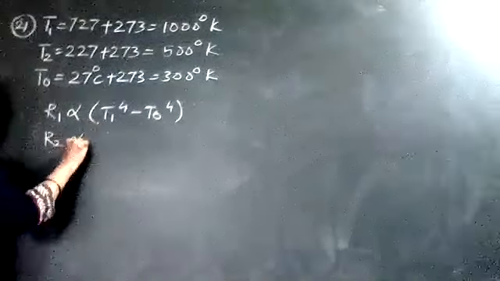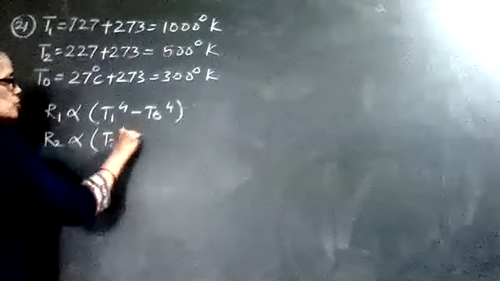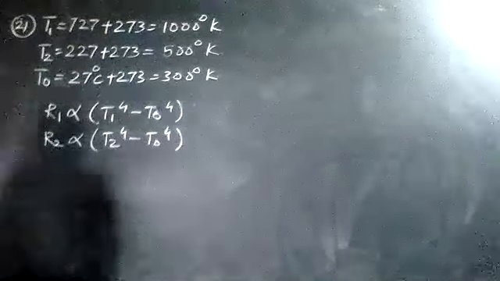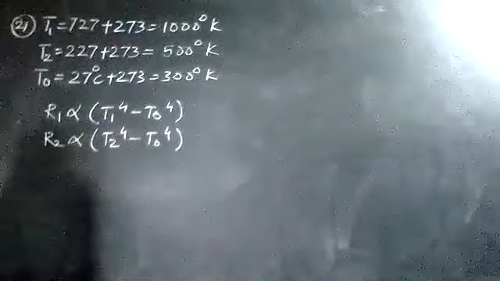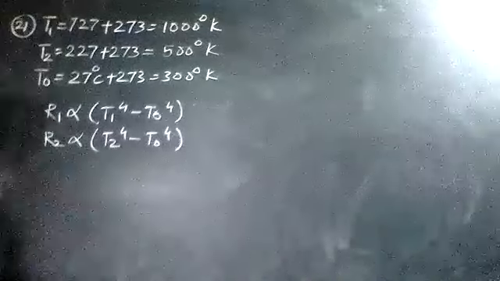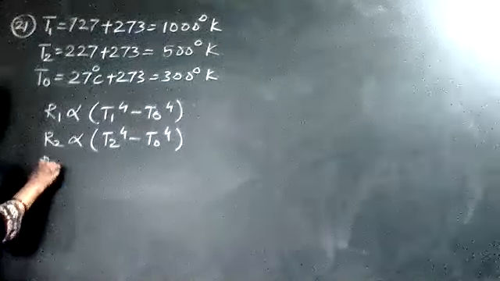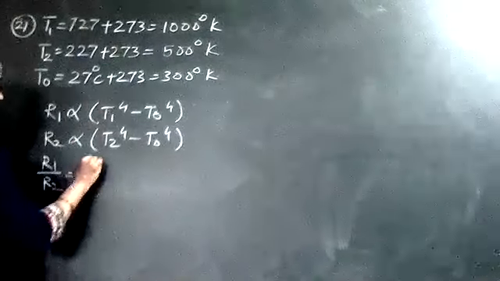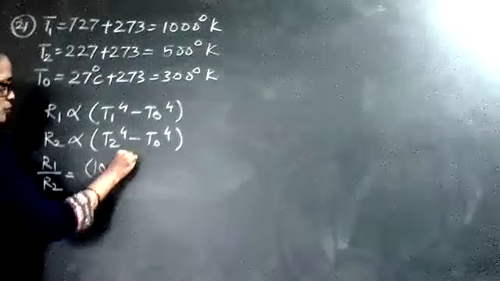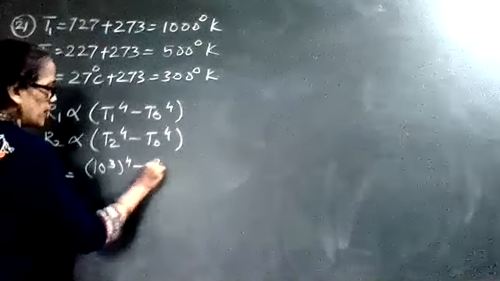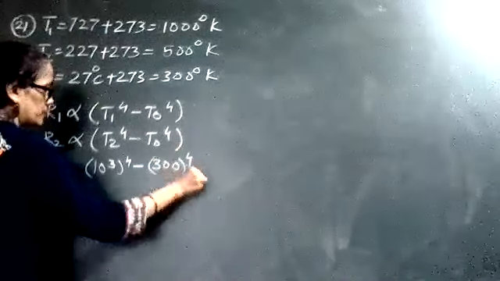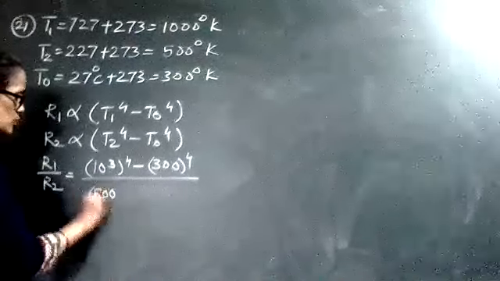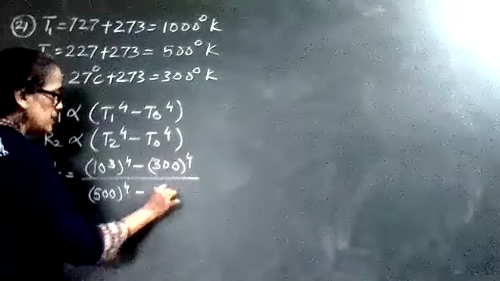R2 is directly proportional to T2 raised to 4 minus T0 raised to 4. So that formula I will write down here, and using that formula now I can say the rate. So I take the ratio. R1 upon R2 is equal to T1 raised to 4, which means 10 raised to 3 raised to 4, minus 300 raised to 4, divided by T2, which is 500 raised to 4 minus 300 raised to 4.